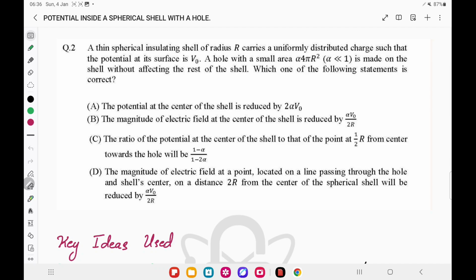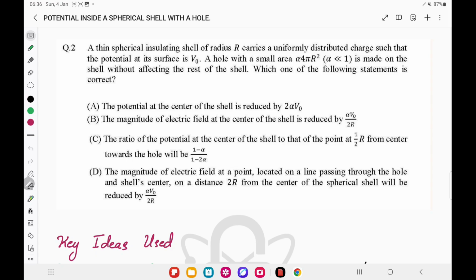Let's read the question. A thin spherical insulating shell of radius r carries a uniformly distributed charge such that the potential on its surface is V naught. A hole with a small area alpha times 4 pi r square, where alpha is very small compared to 1, is made on the shell without affecting the rest of the shell. Which of the following statements is correct?